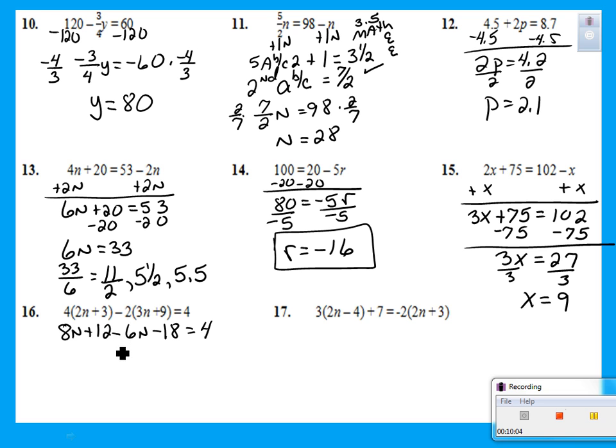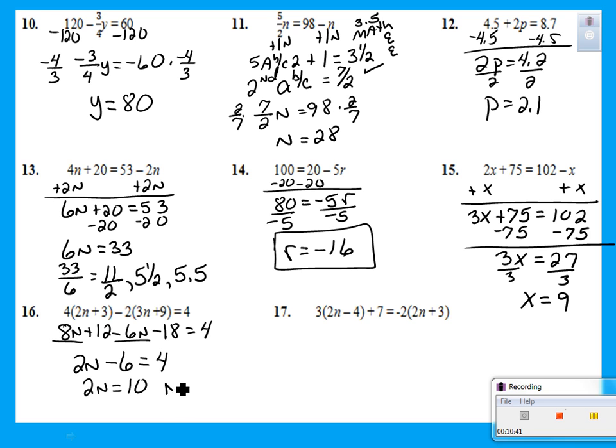I've seen people do this before. Don't do this and don't write this down. That is way wrong. I just added 12n to the left-hand side of the equal sign, and I didn't do anything over here. If your numbers are on the same side of the equal sign, just combine like terms. So 8n and negative 6n is 2n. 12 and negative 18 is negative 6. And I'm going to set that equal to 4. Now I'm going to add 6 and get 10.